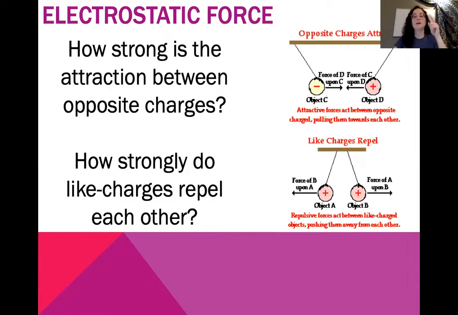So, talking about electrostatic force. Now that we understand what charges are, we can actually talk about the force that these charges carry. The electrostatic force is how strong the attraction between opposite charges is. We can also use it to measure how strongly like charges repel. Okay?